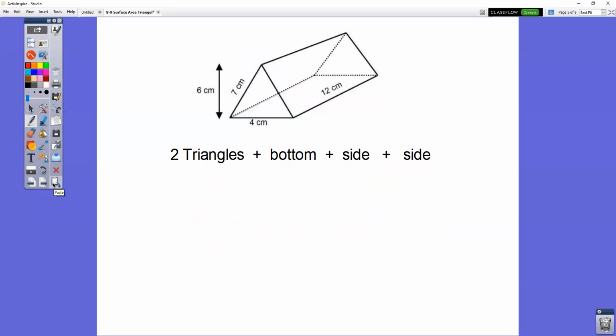Go ahead and try this one on your own. Now, this one, they give you the height a little bit differently. This line right here is the same as this distance right here. So that 6 is your height. Go ahead and find the total surface area, please. I'm going to give you about a minute and a half.